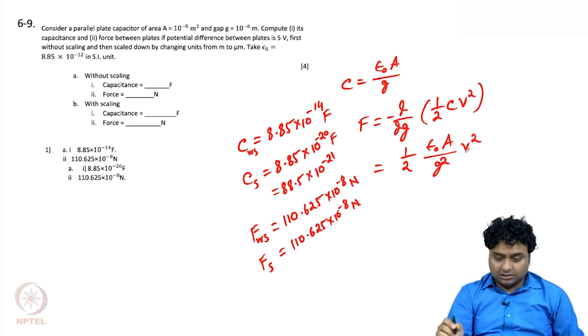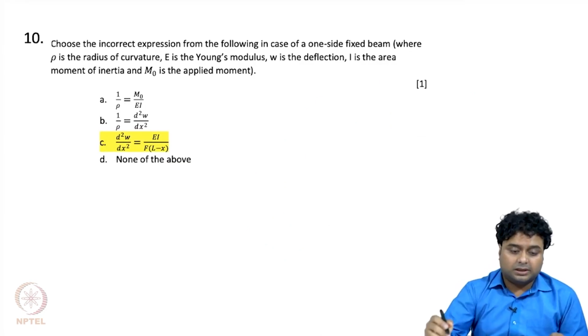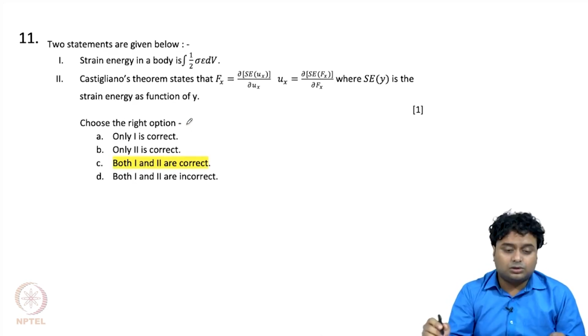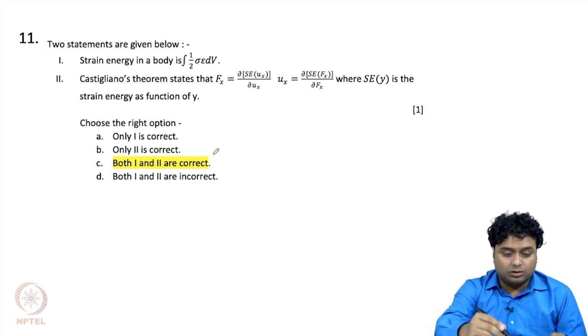So this is question number 6 to 9. Now choose the incorrect option. In that you know that 1 by rho is equal to M by EI, or 1 by rho, the radius of curvature, is equal to d square w by dx square. These are all correct expressions, but C is not a correct expression. So this is the answer. Now two statements are given. One is strain energy of a body is integration over half sigma epsilon, sigma epsilon meaning your stress and strain, and another is Castigliano's theorem. If you see the lecture videos, both the statements are correct.